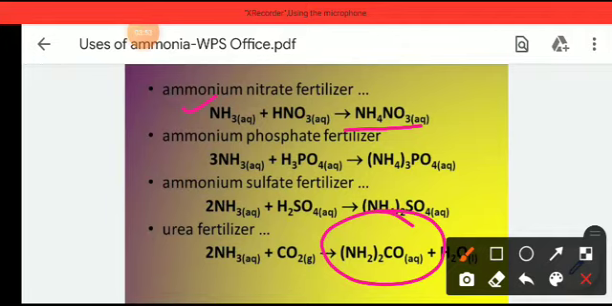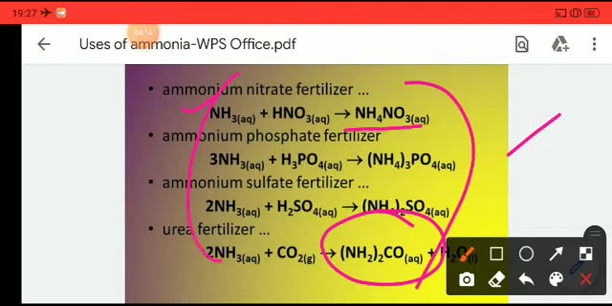In all these reactions, ammonia reacts as a base, and the other compounds are mainly acids, that is HNO3, H3PO4 and H2SO4. And CO2, although it is a gas, is slightly acidic in nature. So to prepare all these fertilizers, we need ammonia. Ammonia is the main raw material to produce fertilizers.